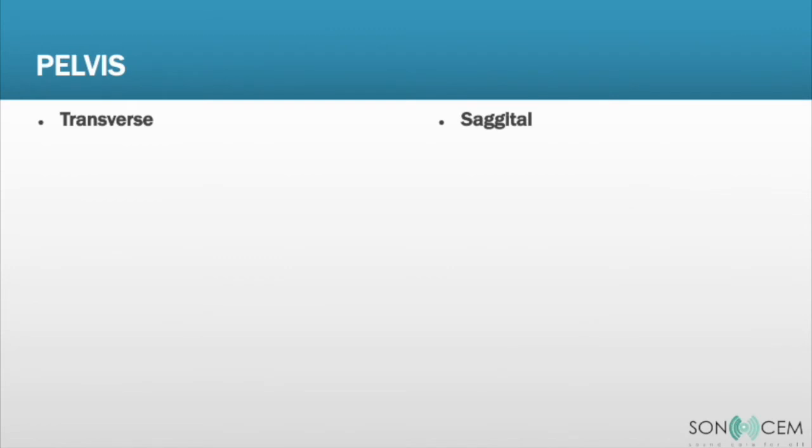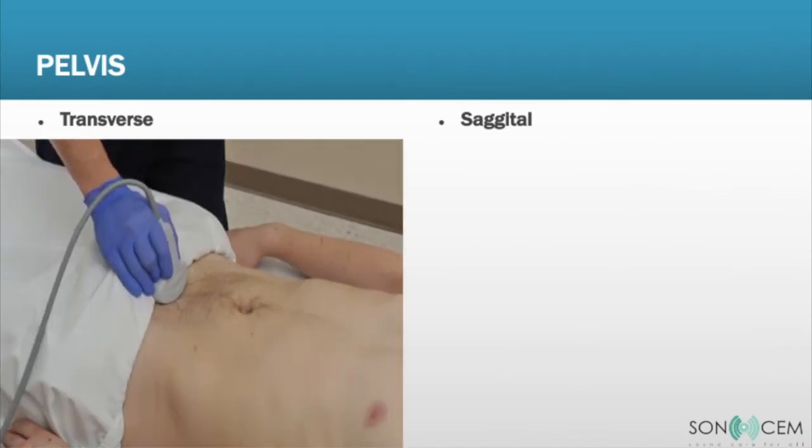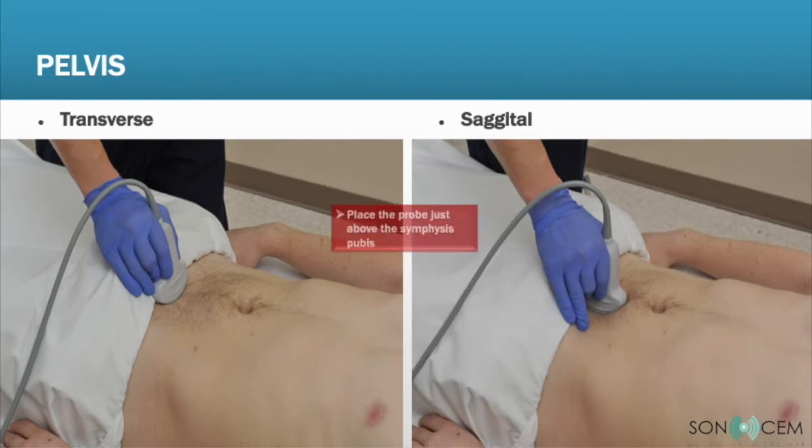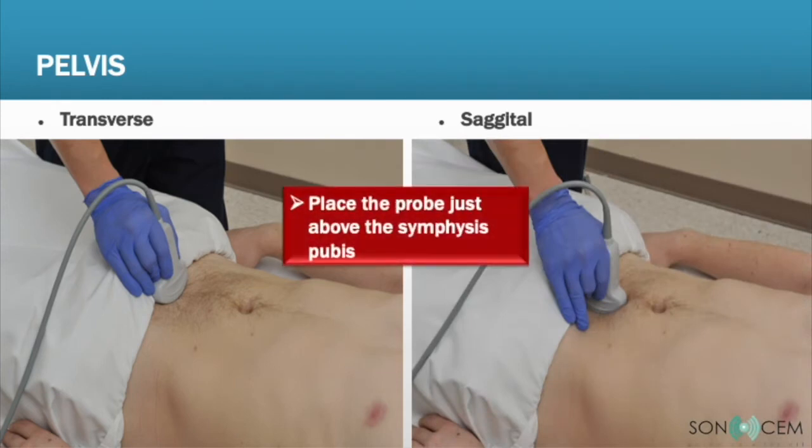For the pelvic view, we use the bladder as the sonographic window, so it will be best visualized if the bladder is full. We place the probe just above the symphysis pubis in sagittal plane and then we rotate it transversely.